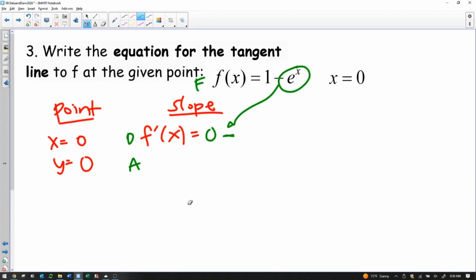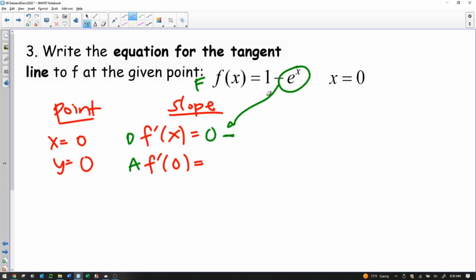Can you do the power rule here? No. Why can't I do the power rule? Because x is in the exponent. So what is the derivative of e to the x? Or let me ask you this: do you really even need to know? You don't really need to know. What you really need to know is f prime at 0. That's what you really need to know.